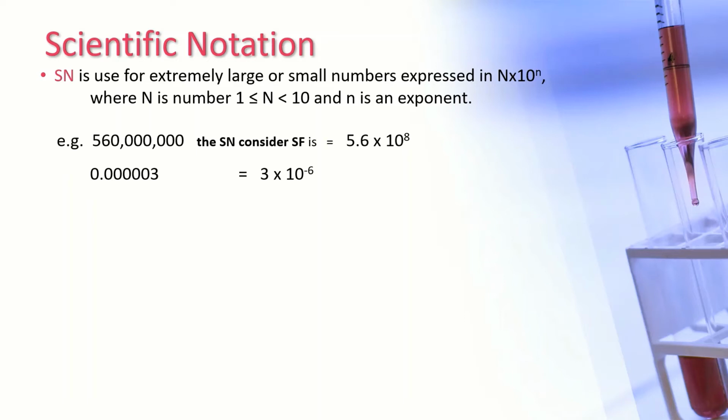So for large value like 560 million, the SN considering SF is 5.6 times 10 to the power of 8. Why to the power of 8? Because you need to express it in such a way that you only have one whole number at the left of the decimal point. So where is the decimal point in 560 million? It is at the last zero.